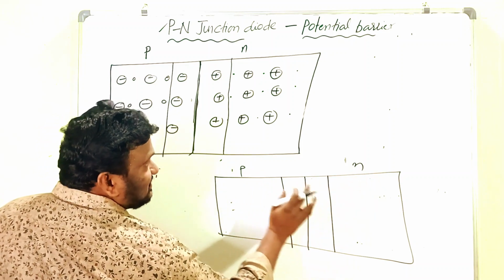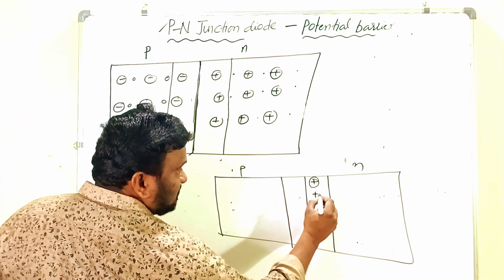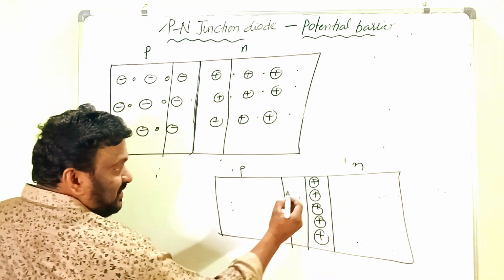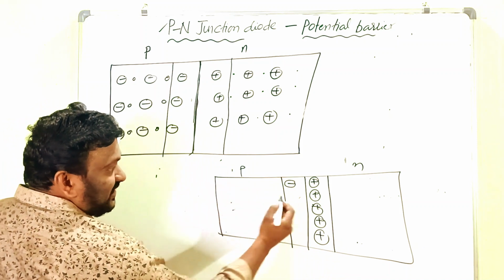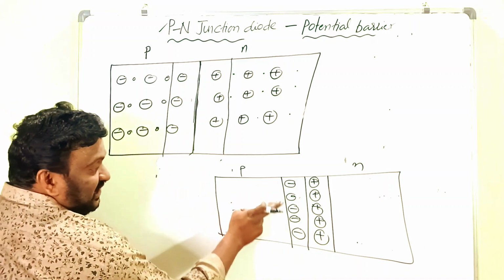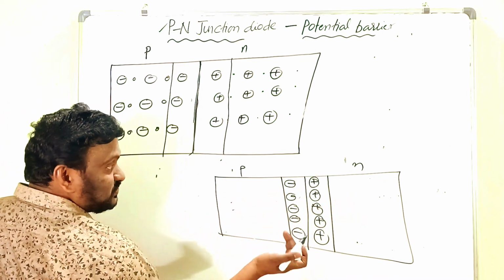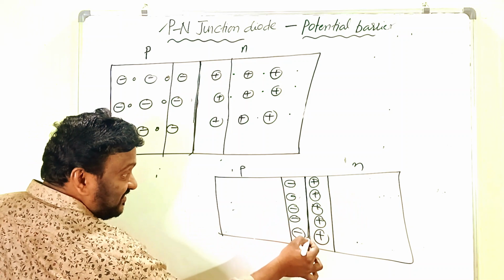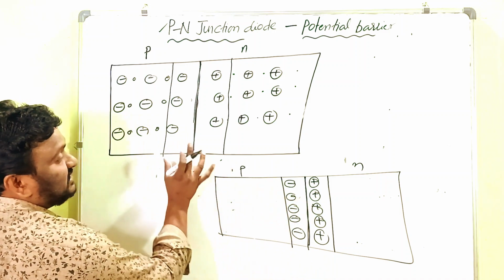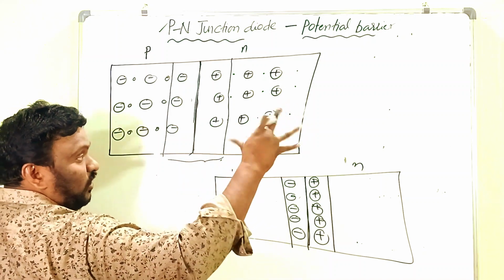Here in the n side, during the diffusion process at the junction, some positive charge is created. Clear? And similarly, in the p side, some negative charge is created. This negative charge is in the p type, and the positive charge is in the n type, near the junction. So after the formation of this, at the junction there is some layer, and in that layer there is no movement of charges.